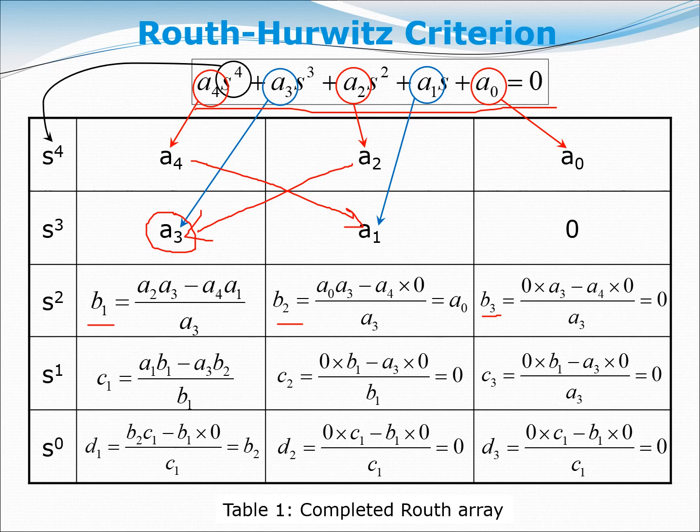Note that for the third row, the s to the power of 2 row, all the denominators are a3. Please remember that. You can proceed with the fourth row to find c1, c2 and c3 using the same sequence, and also d1, d2 and d3. That will be the completed Routh array.